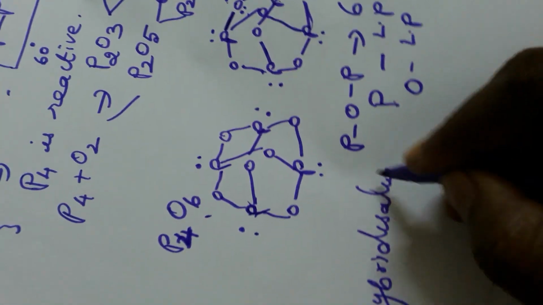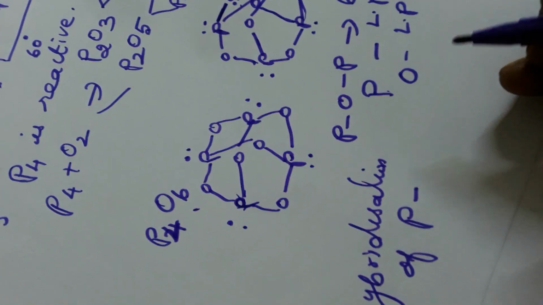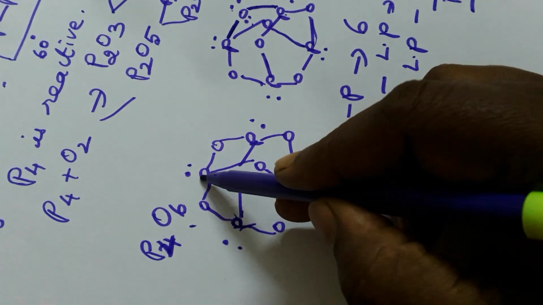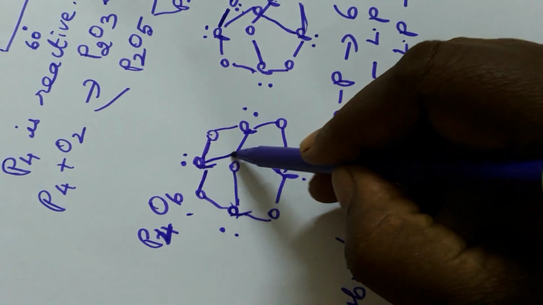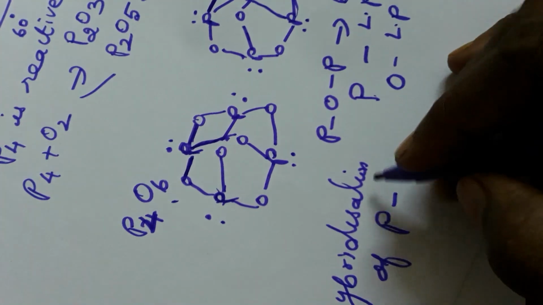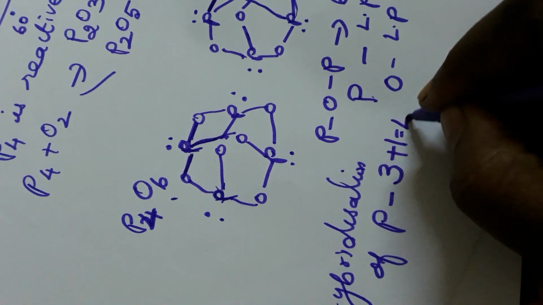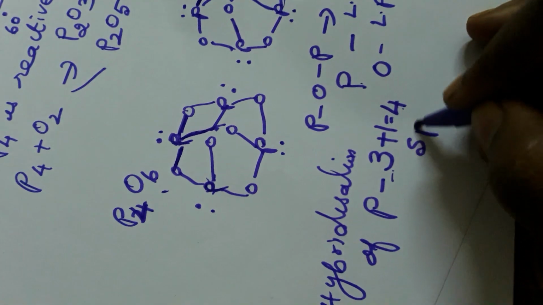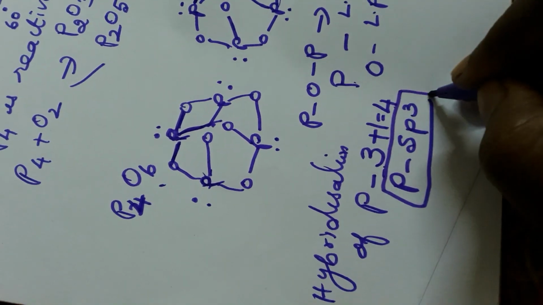What is the hybridization of phosphorus and oxygen? For hybridization, what we will see is the number of bonds that are connected. Let us see in the case of phosphorus: here 1 bond, here 1 bond, here 1 bond. So a total of 3 bonds plus 1 lone pair. Each phosphorus is connected to 3 single bonds and 1 lone pair. The total is 4. When this steric factor is 4, the hybridization is sp3. So each phosphorus shows sp3 hybridization.